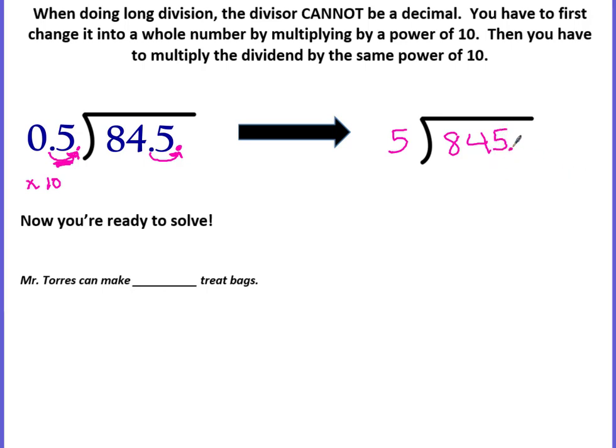Make sure you place the new decimal point, bring it straight up to your answer line, make it nice and big so that you don't lose it or miss it when you're writing your answer. And you're ready to do your division.